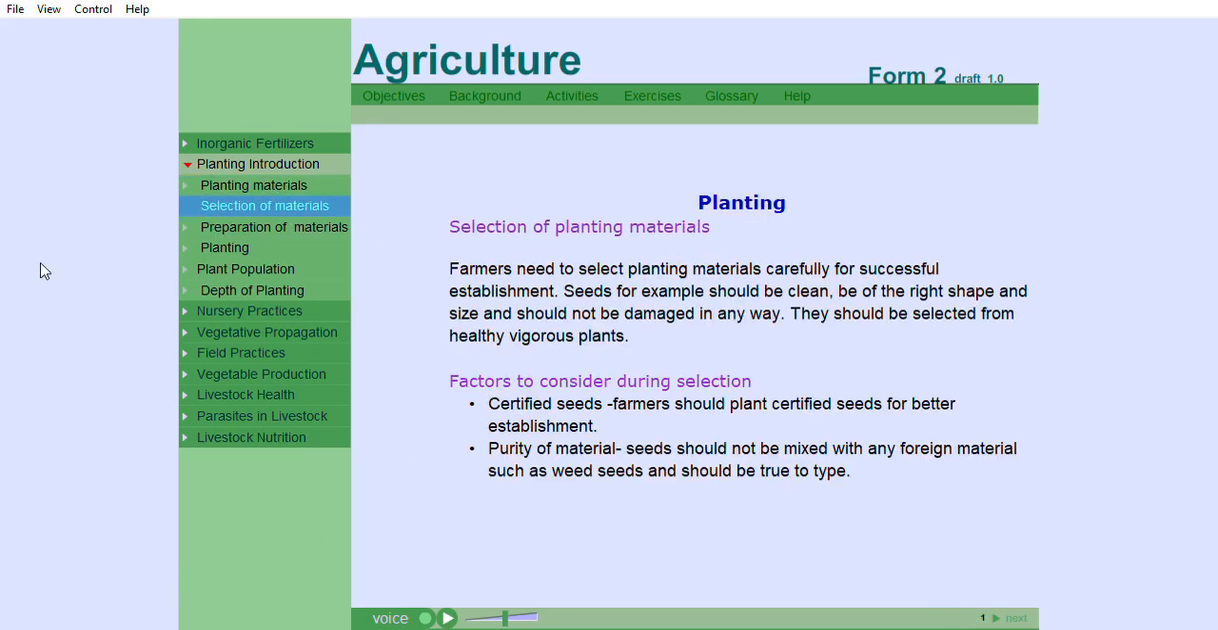Selection of planting materials. Farmers need to select plant materials carefully for successful establishment. Seeds, for example, should be clean, be of the right shape and size, and should not be damaged in any way. They should be selected from healthy, vigorous plants. Factors to consider during selection. Certified seeds. Farmers should plant certified seeds for better establishment. Purity of material. Seeds should not be mixed with any foreign material such as weed seeds and should be true to type.